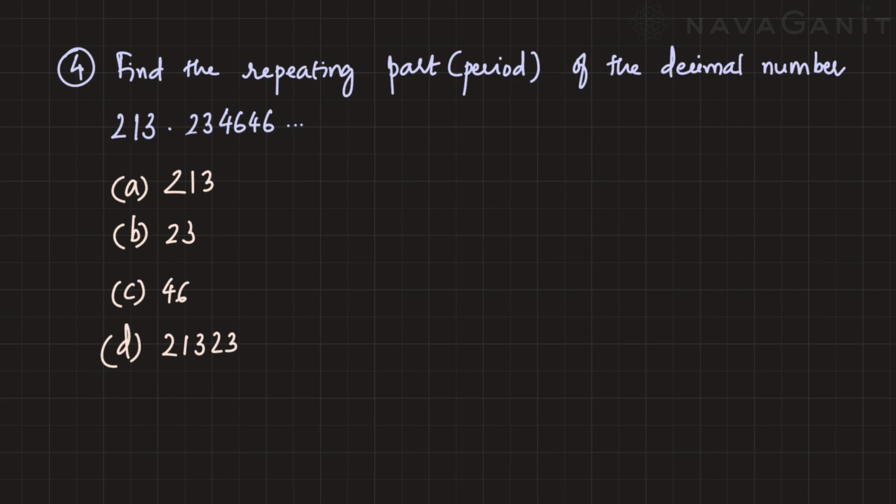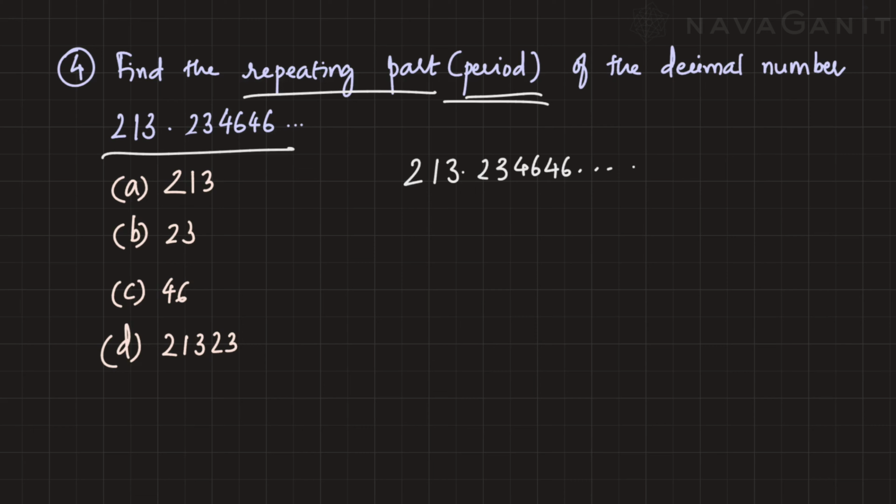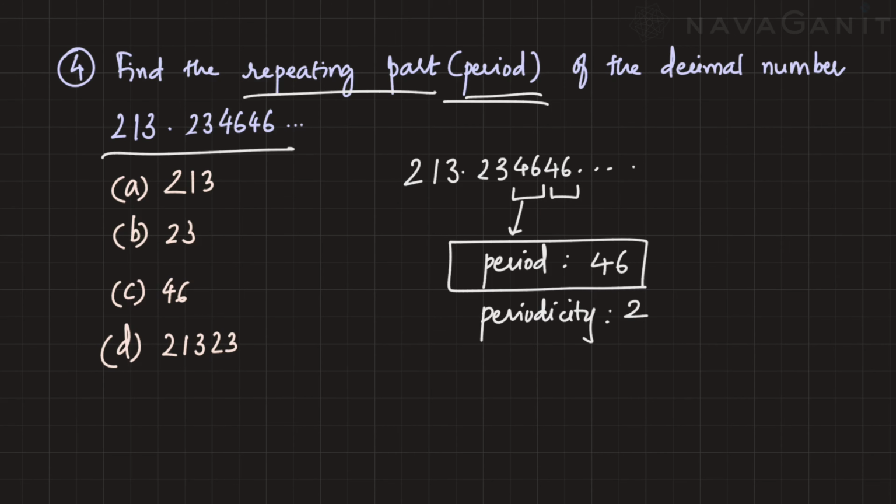Next, we have a very simple problem. We need to find the repeating part, that is the period of this decimal number, 213.234646 and so on. In this decimal, 234646 and so on, we can see that the repeating block is 46. So in this case the period will be 46, and if the question is what is periodicity, that would be the length of the repeating block, which is 2. But in the question we are asked what is a period, which is 46. So the correct answer is option C.